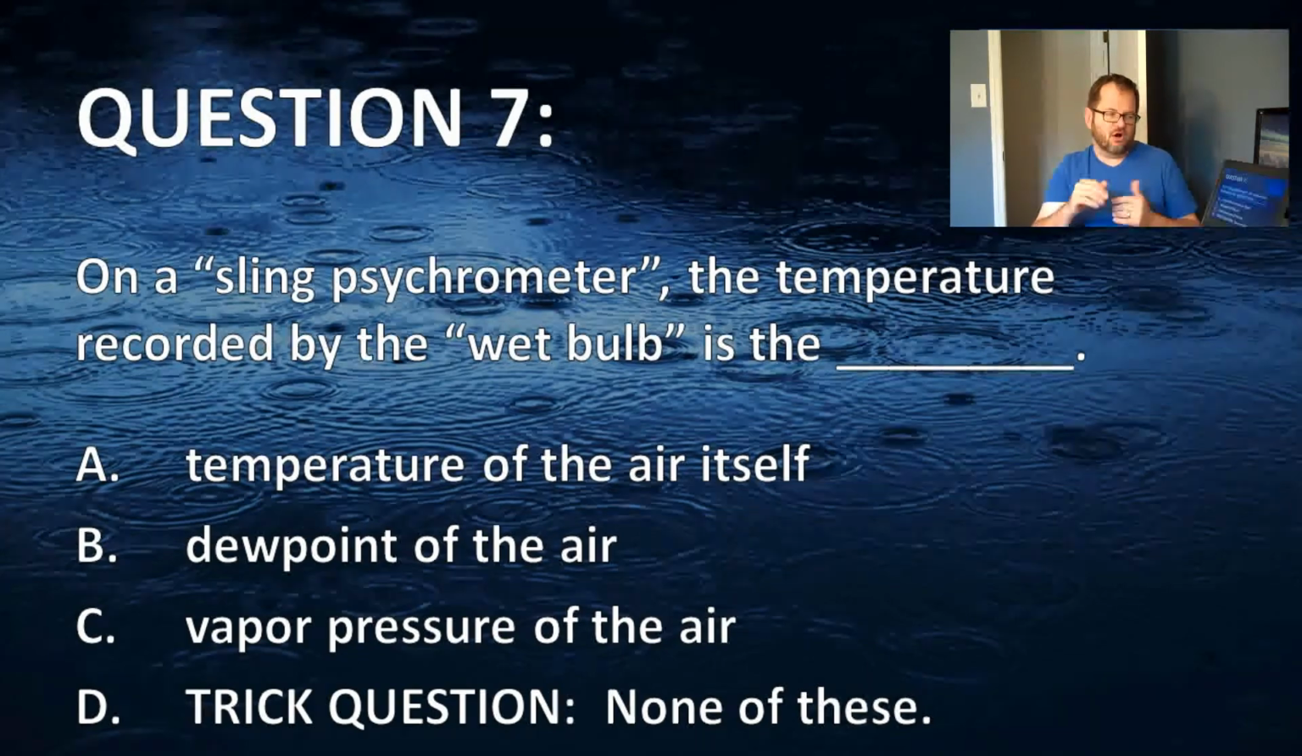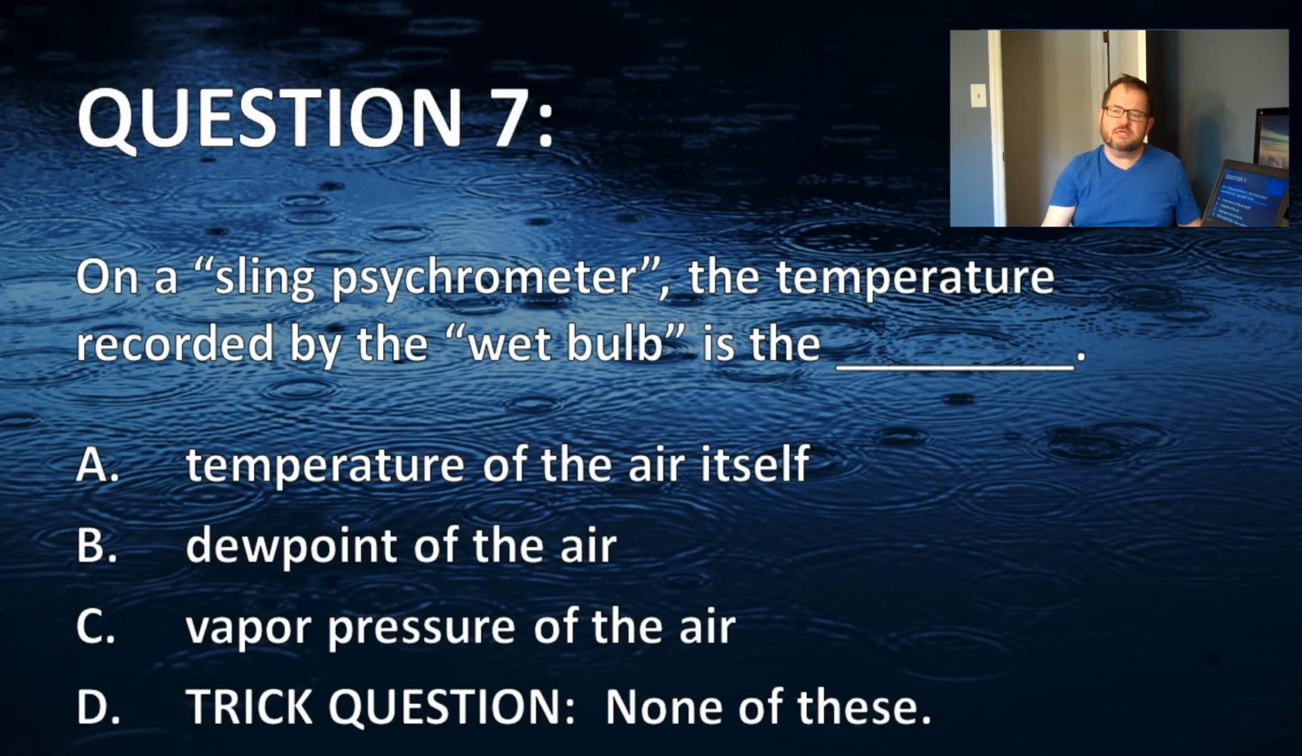Question 7. On a sling psychrometer, that's the instrument where you swing around like this, the temperature recorded on the wet bulb is A, the temperature of the air itself, B, the dew point of the air, C, the vapor pressure of the air, or D, trick question, none of these. What is measured by the wet bulb, the one with the little wet sock on the end of it? Make a choice from those 4 options and get some feedback before you move on to question 8.